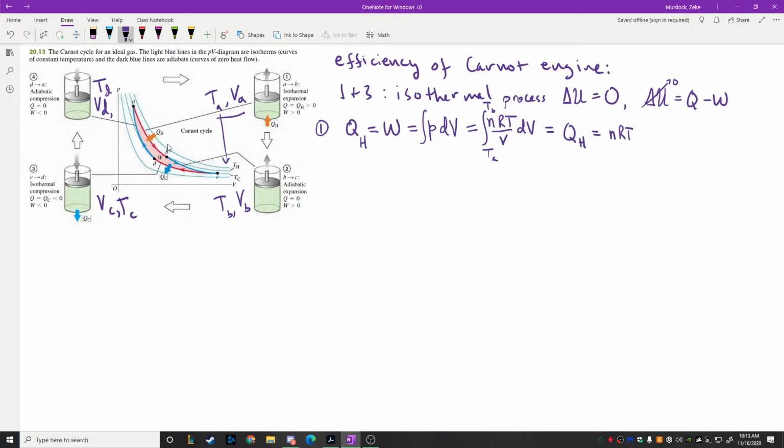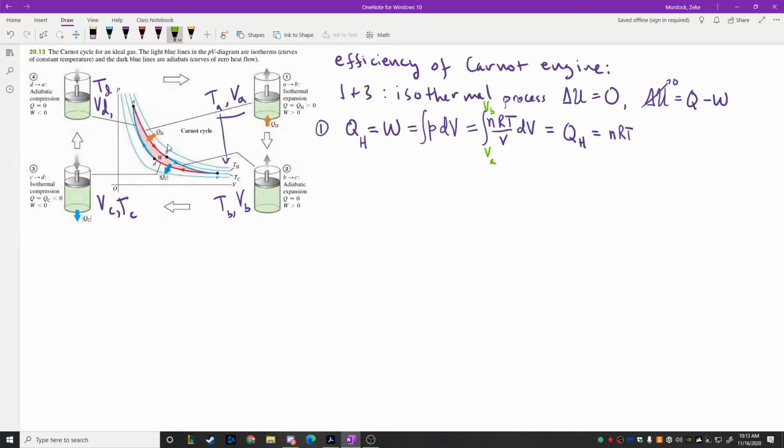Aren't we integrating over the volumes, though? Oh, yeah, good point. Not temperature. Thanks. Sorry, that's kind of confusing. This should have been volume A and volume B. Thank you. Yeah, temperature's constant.